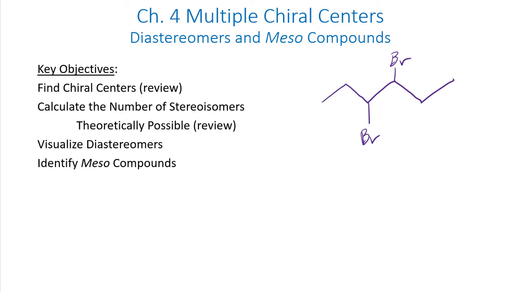In this session, we're going to look at molecules that have multiple chiral centers, or at least two or more chiral centers, which gives us the opportunity to have diastereomers and also to have meso compounds. So here's an example, 3,4-dibromohexane, which has several stereoisomers.